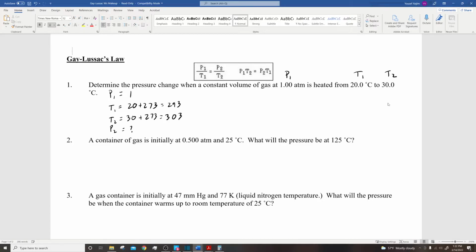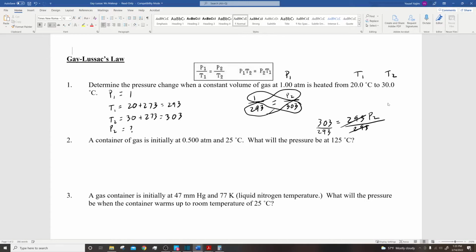So let's plug it into our equation. It's going to be 1 over 293 is equal to P2 over 303. So first step is going to be cross multiplication. 1 times 303, that gives us 303. Bring in the equal sign. And then 293 times P2, that gives us 293 P2. Our last step to isolate the variable, we're going to divide both sides by 293.